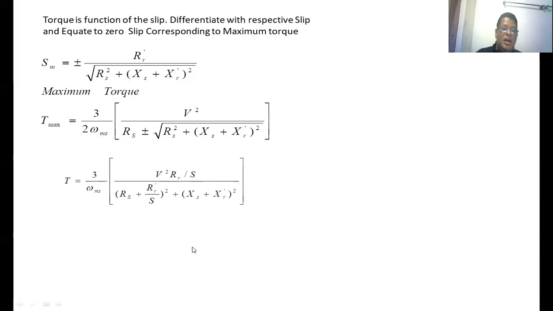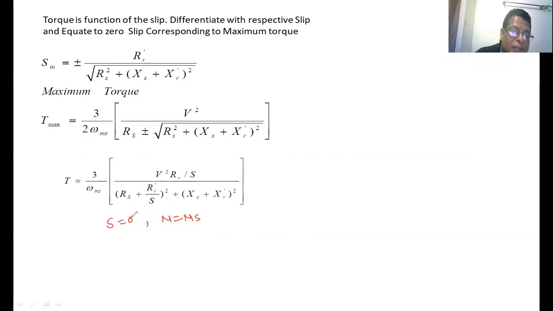Now we are going to draw how the torque developed in an induction motor varies as the slip increases. Already we know that the slip of the induction motor can change from 0 to 1. If slip is 0, the speed of the motor n equals ns, that is, omega m equals omega ms. If the speed of the motor decreases from the synchronous speed, then the slip will increase.